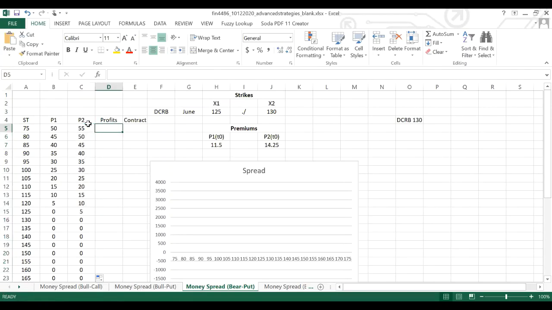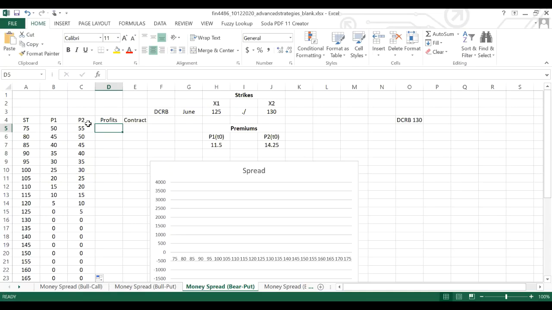Now let's get the profits. So how can we get the profits? Well, because this is a bear spread, keep in mind in a bear spread, you're buying the high strike put and you're selling the low strike put. Okay, so keep this distinction in mind.